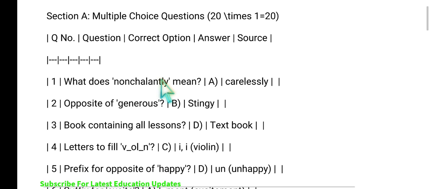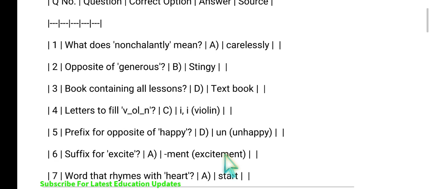Next one. What is the opposite of the word generous? Generous means giving generously, spending money, giving time. The opposite is stingy. Next one, very easy. Which word is used for a book containing all the lessons for students? A book comprising all lessons, so obviously textbook, not workbook or diary or notebook. Notebook is meant for writing the lessons and textual exercises, right? So fourth one, she played the violin with great passion. Violin, spelling V-I-O-L-I-N.